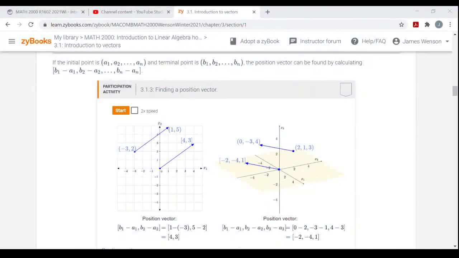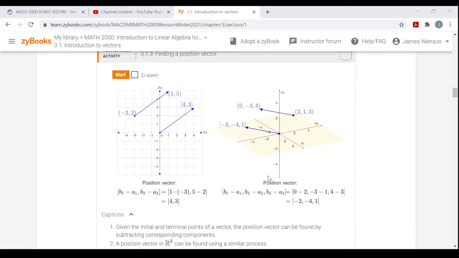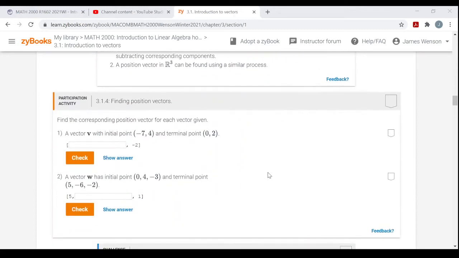Okay, and they do the same thing for R3, right? So they give you the initial point and the terminal point of some 3D vector, and for the components of that vector, I do 0 minus 2, negative 2, negative 3 minus 1, negative 4, and 4 minus 3, positive 1. Very, very simple to find the components of a vector if you know the initial point and the terminal point.